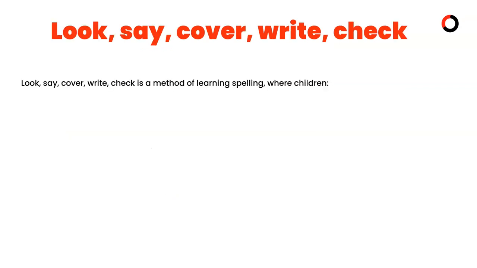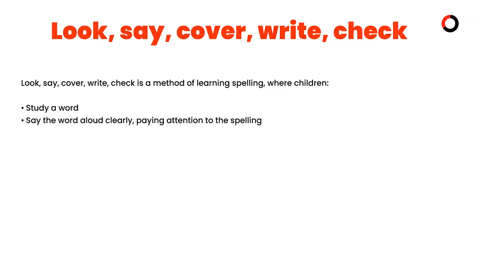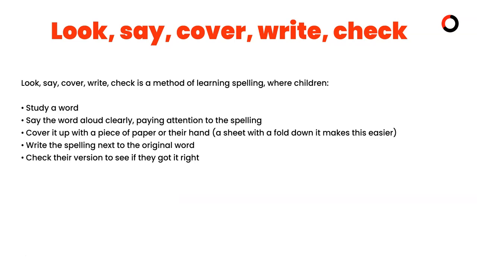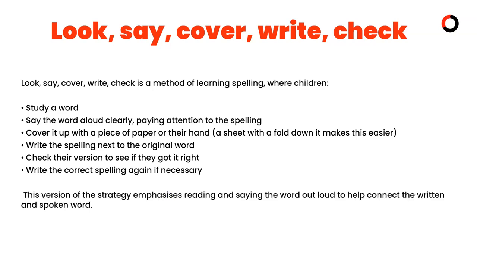The intervention uses the look, say, cover, write, check method of spelling, where children study a word, say the word aloud clearly, paying attention to the spelling, cover it up with a piece of paper or the hand. We do include a template. Write the spelling next to the original word, check their version to see if they've got it right, and then write the correct spelling again if necessary. This version of the strategy emphasizes reading and saying the word aloud to help connect the written and spoken word.